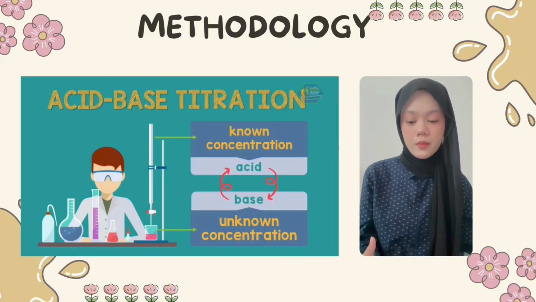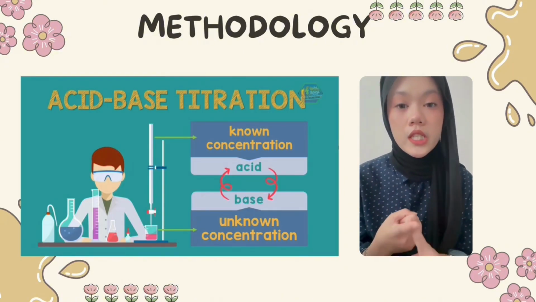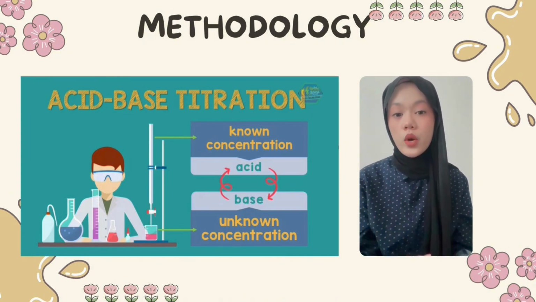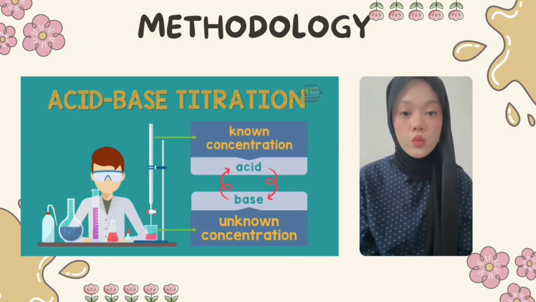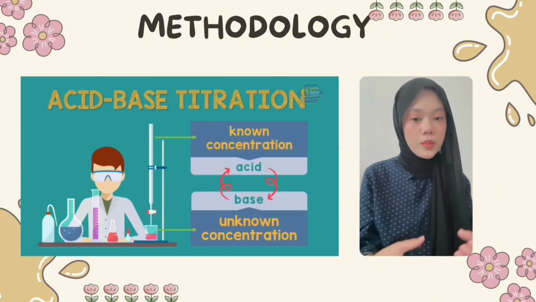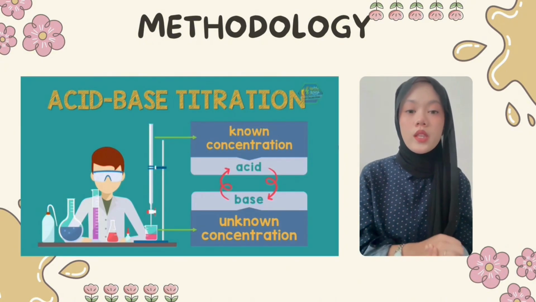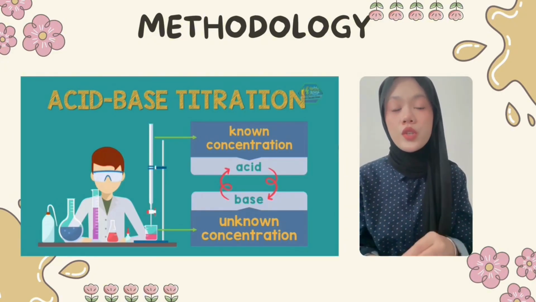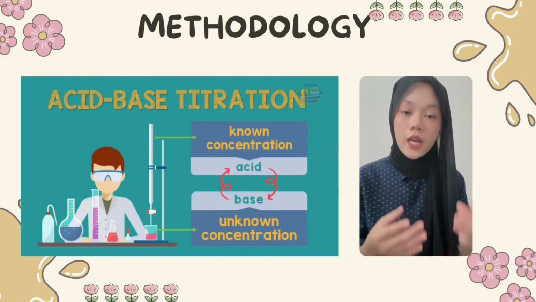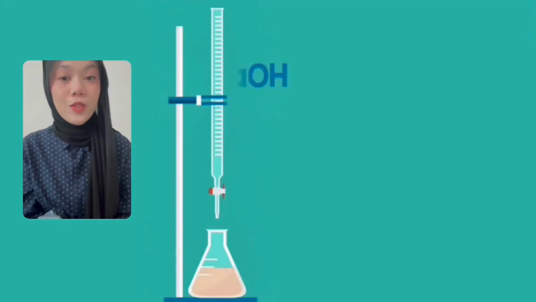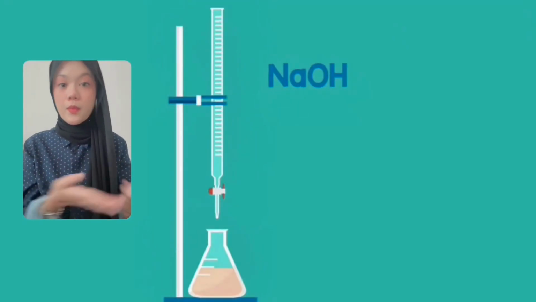As an example, the acid solution is a known concentration, so it will be in the burette. Meanwhile, the base solution with the unknown concentration will be in the conical flask. The same thing happens when the base is a known concentration and the acid is the unknown concentration. Now, let's see the simulation video of the titration experiment.